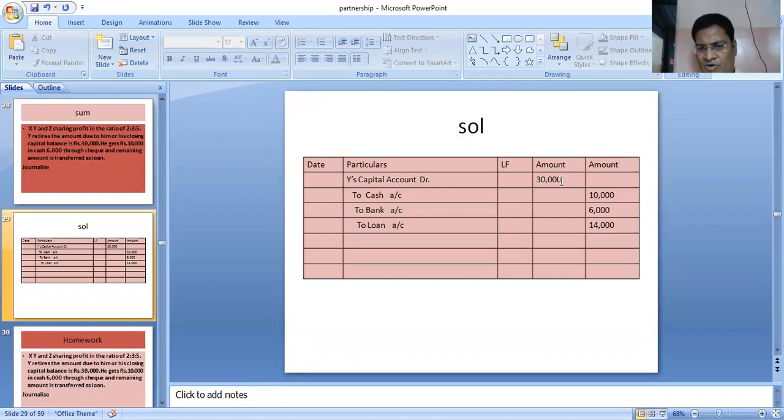Retiring partner's capital account debit. To Cash, we are paying 10,000. To Bank, we are paying through check 6,000, and the remaining amount as loan. This will be remaining in the balance sheet on the liability side as loan. Cash amount will reduce the cash balance of the balance sheet. Bank will reduce the bank balance of the balance sheet.